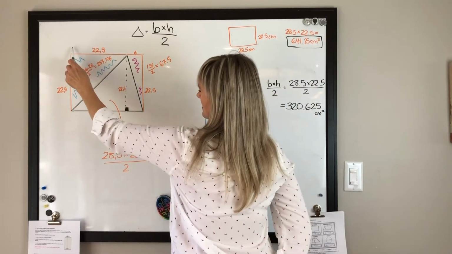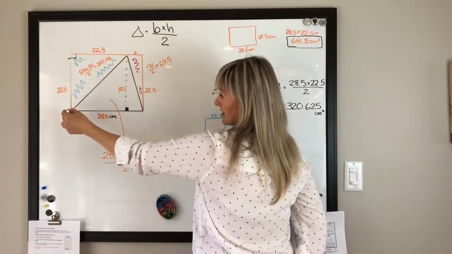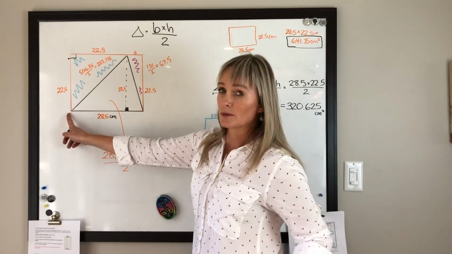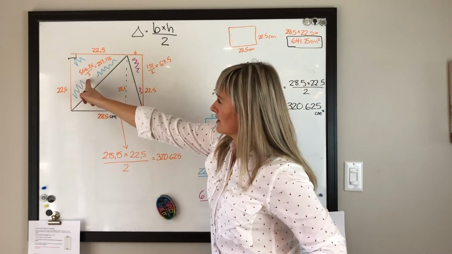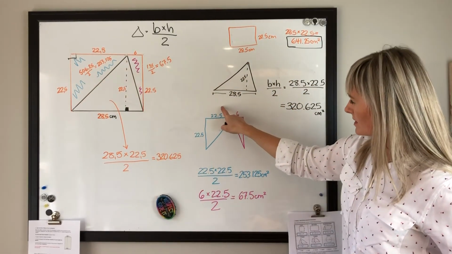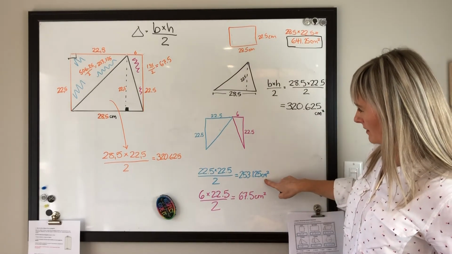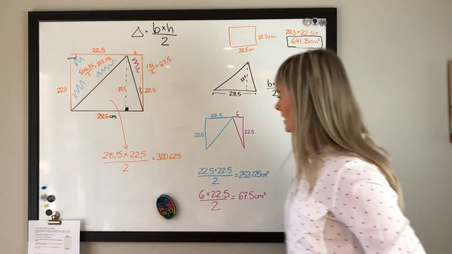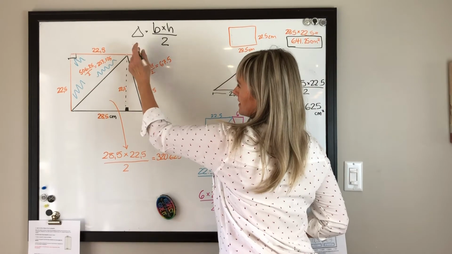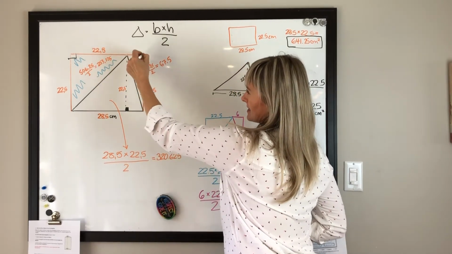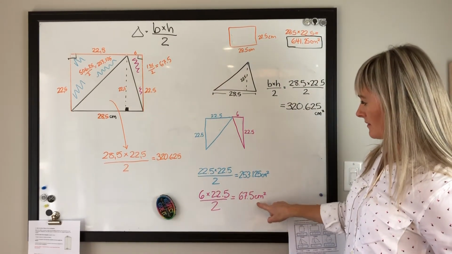So this distance times the height, which, because this is a right angle, is the actual part of the triangle here. We don't have to redraw the height. This times this, divided by 2, will give us the area of this triangle. So 22.5 times 22.5 divided by 2 is 253.125 centimeters squared. That's for the blue. What is it for the pink? Well, it's 6, and because this is a right angle, this will be our height. 6 times 22.5 divided by 2 is 67.5.